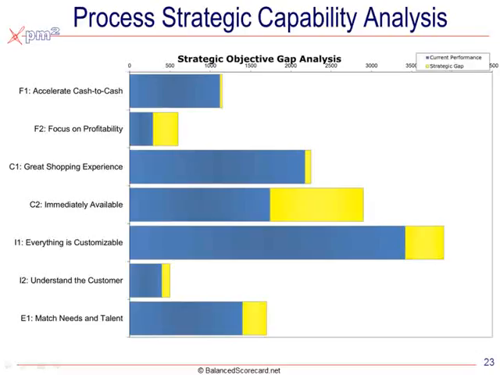So if we're the leadership team of this organization and we needed to focus our attention, we should probably focus in on, say, C2, immediately available. It has a very large gap compared to, say, F1, accelerate cash to cash, because it has a very small gap. So this allows us to create alignment around the leadership team about where our priorities are and where we need to rally support.